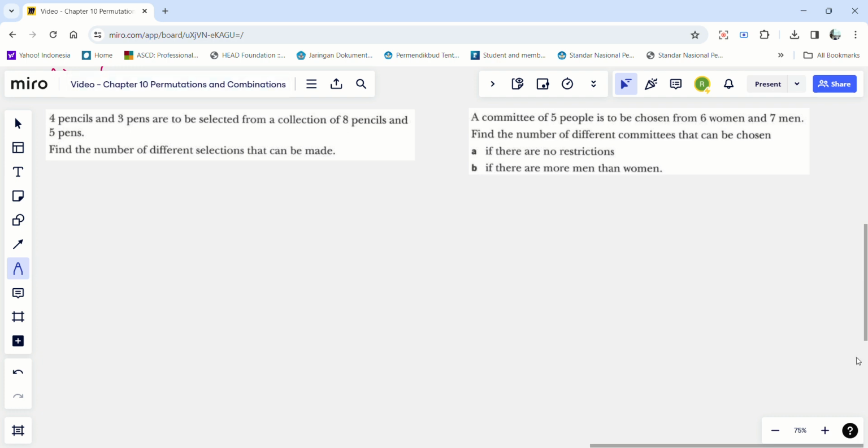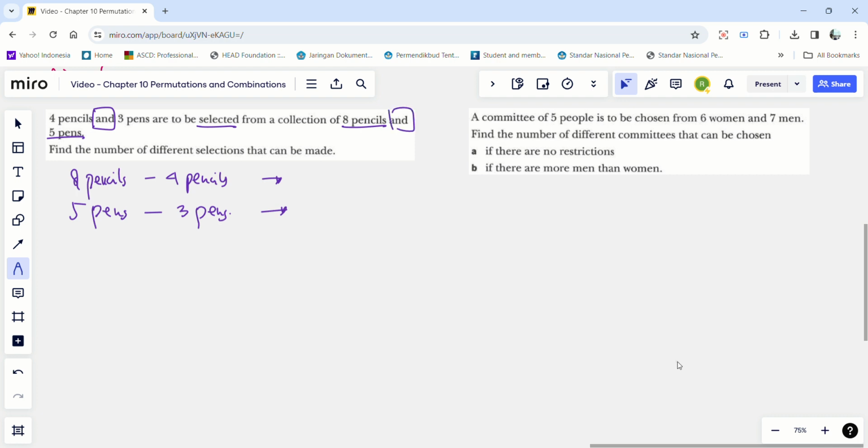4 pencils and 3 pens are to be selected. Again, selected only, not arranged, from a collection of 8 pencils and 5 pens. So you have 8 pencils and 5 pens available. You see there are categories: you have 8 pencils and you want to take 4 pencils, and then you have 5 pens available and you want to take 3 pens only. The case of the pencils and the case of the pens will be different, but they are connected with the keyword 'and', right?